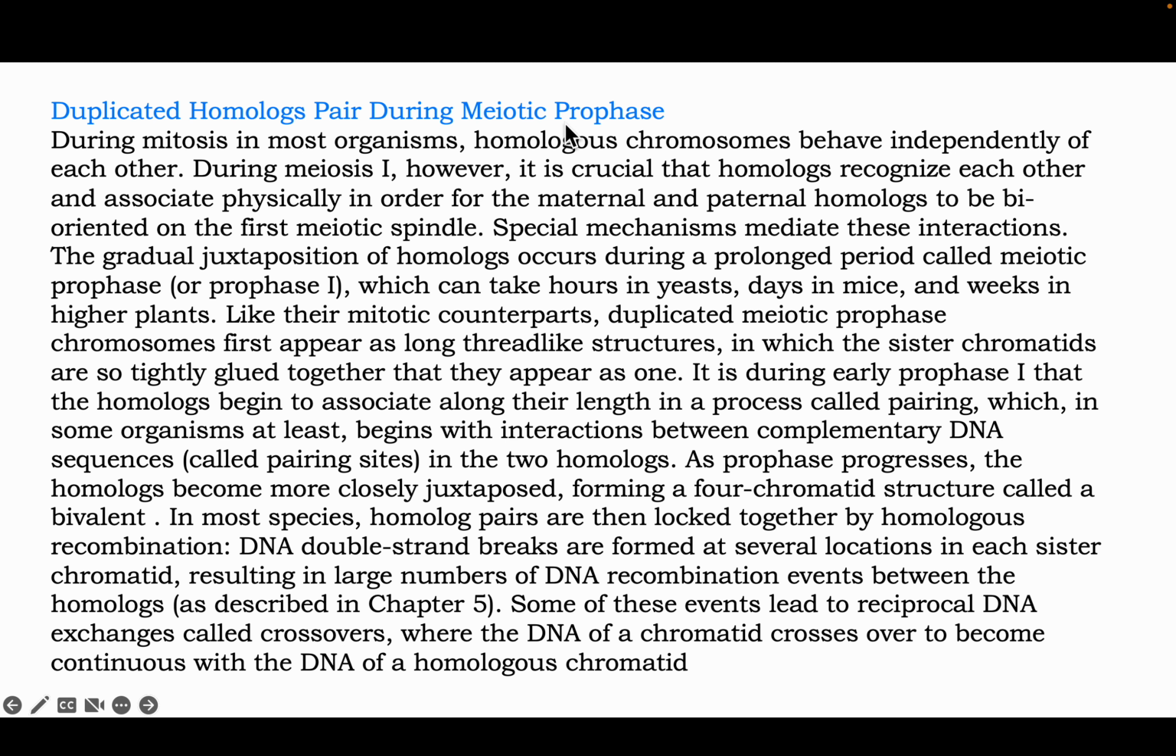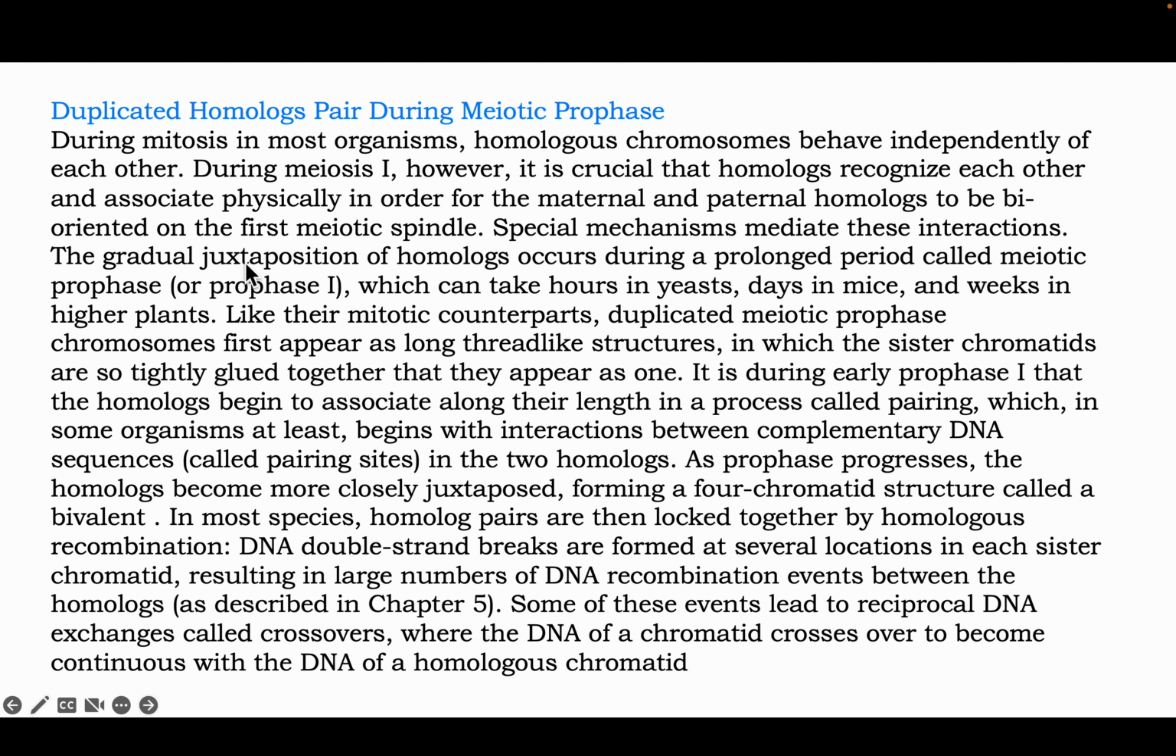homologues pair during meiotic prophase. What happens during mitosis in most organisms? Homologous chromosomes behave independently of each other. But during meiosis 1, it is crucial that homologues recognize each other and associate physically in order for the maternal and paternal homologues to be bioriented on the first meiotic spindle. Special mechanisms mediate this interaction.